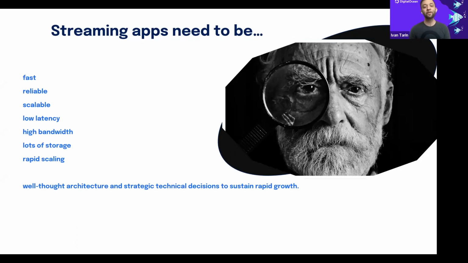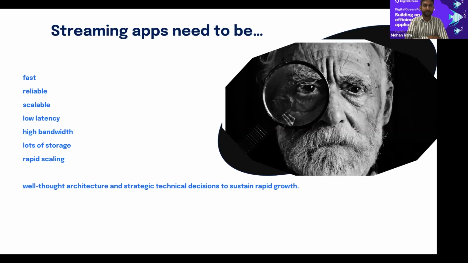Speed, reliability, and scalability. Those are the top three. The rest have to do with all of those. You definitely want the lowest latency possible. You want to deliver your data fast. You want it to be reliable. You don't want people struggling.